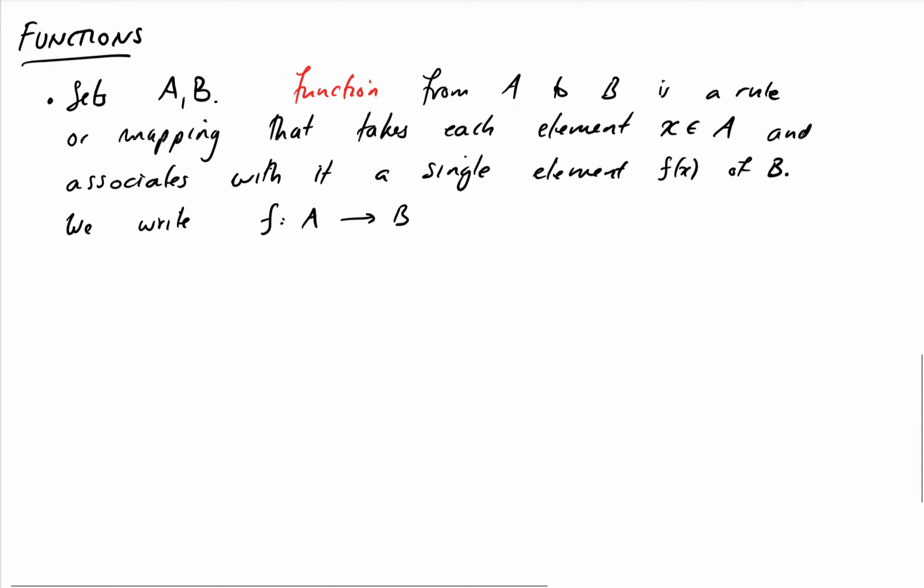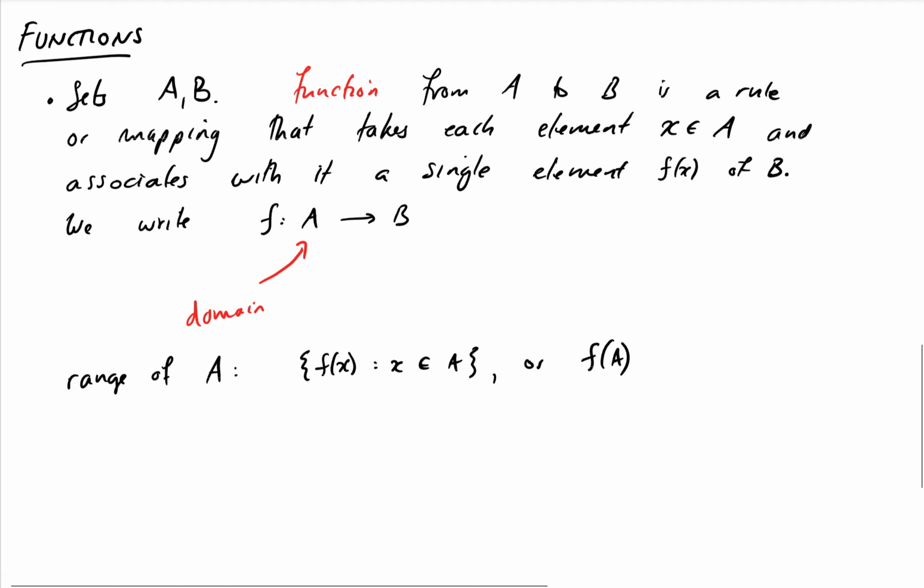Okay, so this set A is called the domain. We have the range of A, which is the set of all f of x where x is in the domain. Or we'll often just write it as f of A because it's more convenient. Little quick note, the range of A is not this whole set B itself, but it's contained within it.